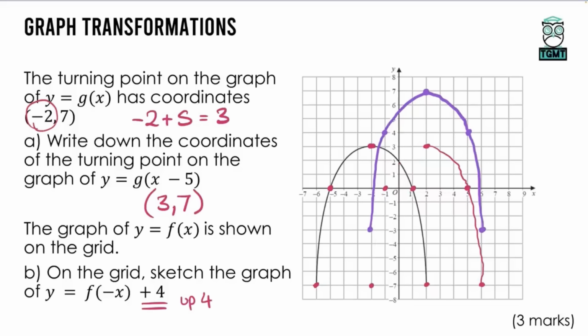And obviously if we'd drawn this as a sketch in pencil, just to help us find it, we could get rid of that one, but there's our final one. So it has reflected in the y-axis when the x-coordinates change signs, and then it's also gone up by 4. And there we go, that is a graph transformation.